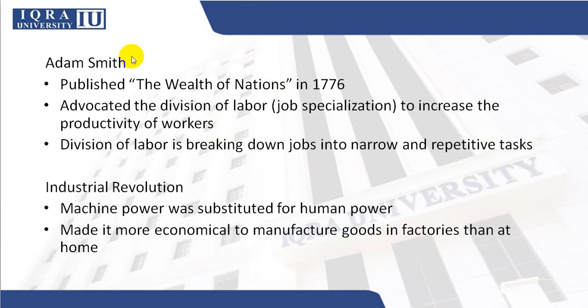Now, if we talk about Adam Smith, he published his book The Wealth of Nations in 1776. He gave the concept of division of labor, which is also known as job specialization; these two terms have a similar meaning. The concept of division of labor was given to increase the productivity of workers. Division of labor is breaking down jobs into narrow and repetitive tasks. It addresses that a single man should not be doing all of the tasks. He should be doing a narrow and repetitive task, that is, a specific job.